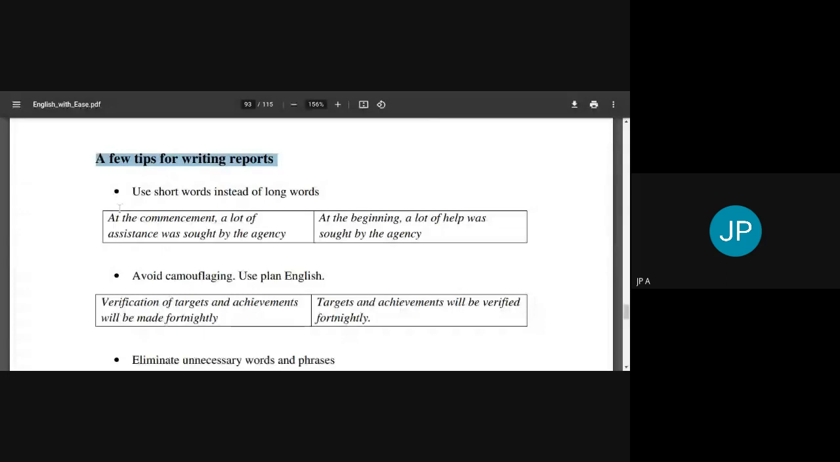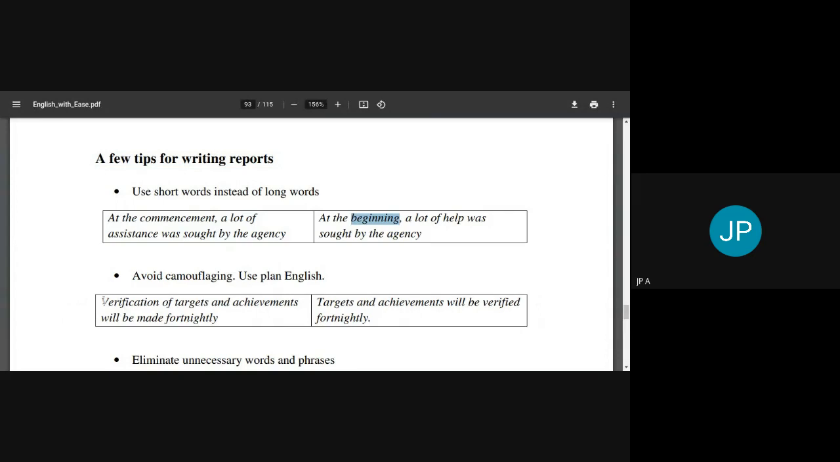For example, ഇതിൽ തന്നെ at the commencement a lot of assistance was sought from the agency. At the commencement എന്നൊന്നും പറയേണ്ട ആവശ്യമില്ല. At the beginning എന്ന് പറഞ്ഞാൽ മതി. Commencement എന്ന് പറഞ്ഞാൽ beginning തന്നെയാണ്. So why use difficult words when you can use simple words? Avoid camouflaging. Use plain English. Plain English എന്നാണ്, plain English അല്ല, plain English.